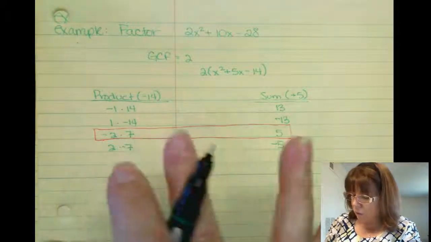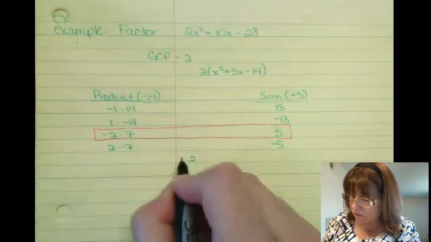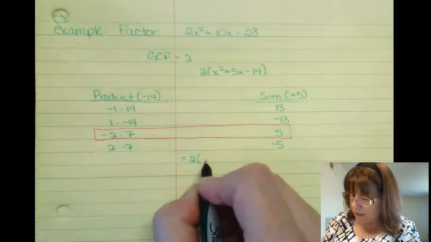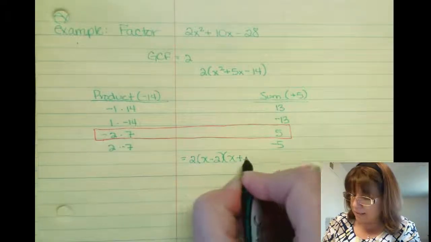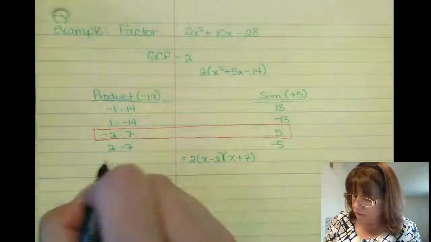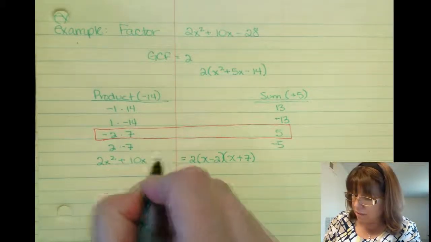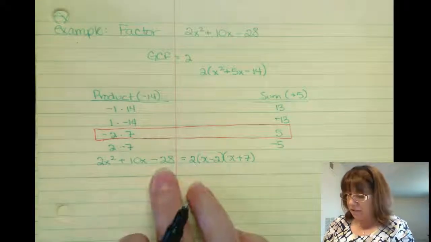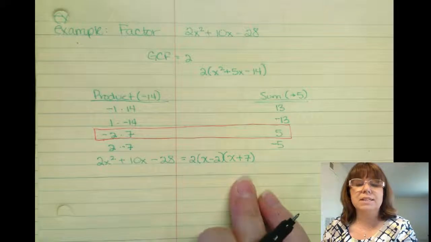So if you want, you can jump right down into factoring. I don't want to forget the 2. That will be x minus 2 and x plus 7. So I just want to rewrite my original problem: minus 28, and that factors into 2 times x minus 2 times x plus 7.